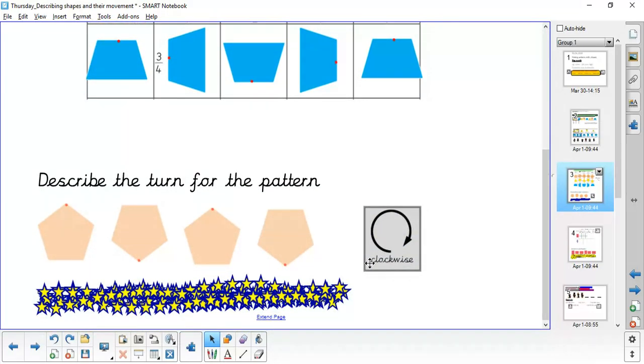So if we were to have a go at describing the pattern for these shapes, what would it be? We've got the word clockwise here. I want you to use that in your answer. Have a quick go. Pause the video if you need to.